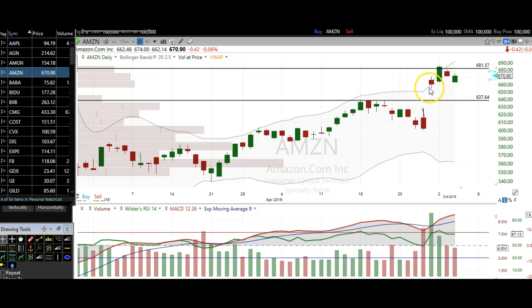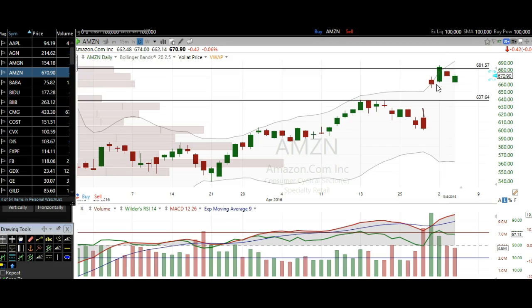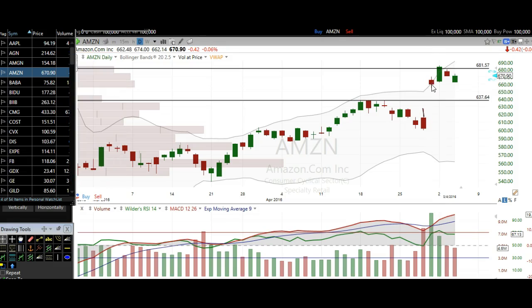Okay? So play these levels. 682, if we can break over that, or a break below this 659 or so from the close of this gap up candle. If we close below that, then we're going to head lower.